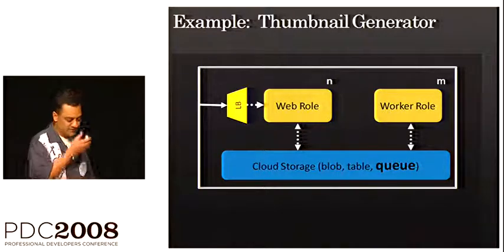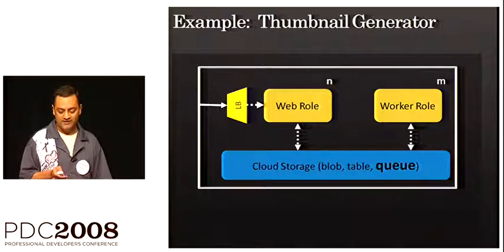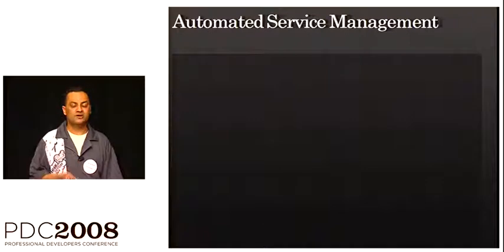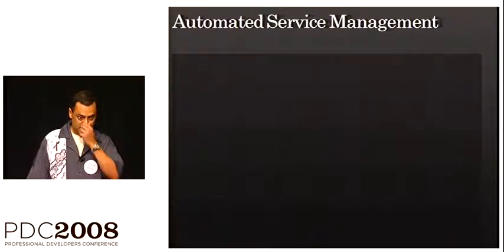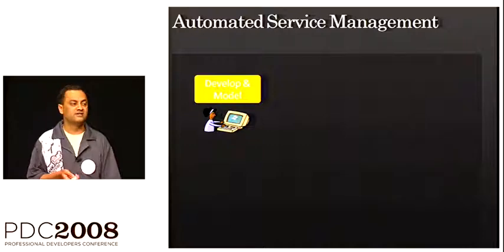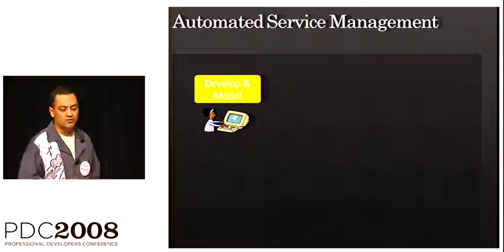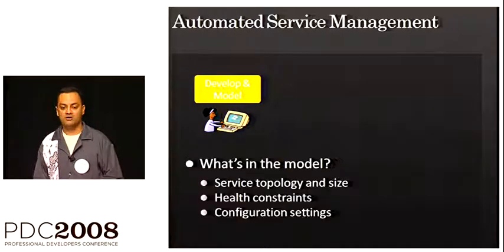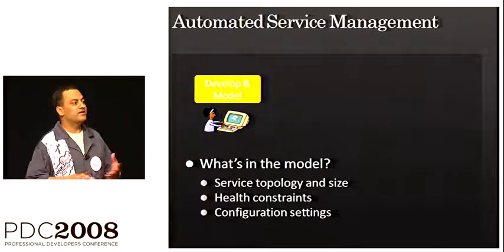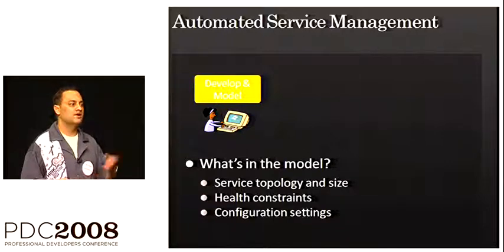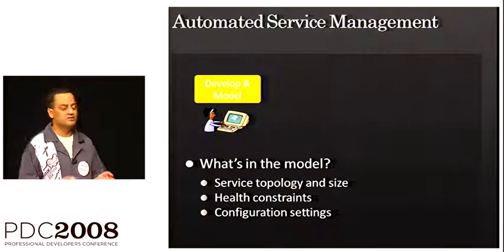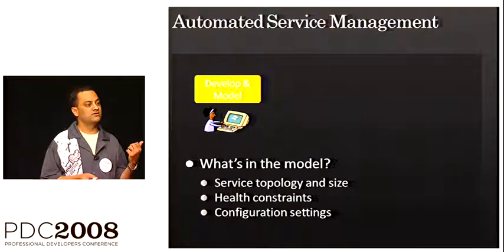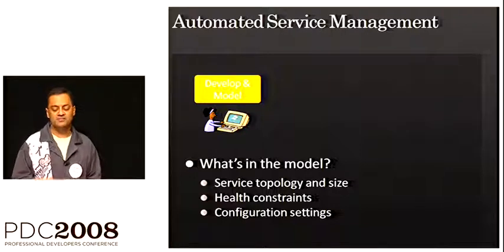Okay, so let me take you on this little tour now of the different features of the platform in some more detail. Let me start with automated service management. What we're talking about here is the complete service lifecycle. The first thing you do as a developer is you write your code. But in addition to that, you write down this thing called a model. Now, what's in this model? Three things. One is, what does my service actually look like? What's its topology? Do I have front-end roles, back-end roles? Do I use cloud storage? How do they talk to each other? How many of each thing do I have? That's the picture I just showed you for the thumbnail generator. Just a picture like that.